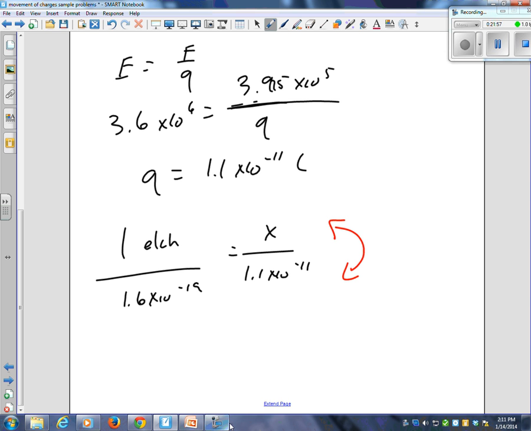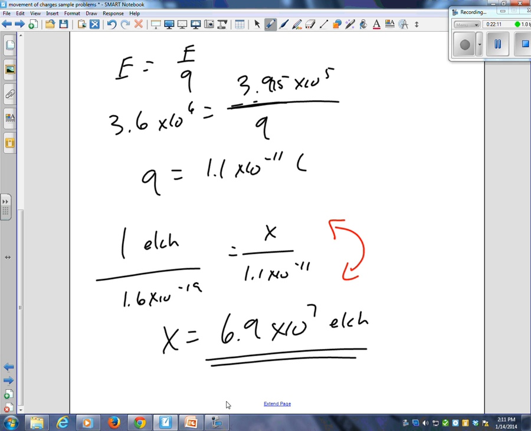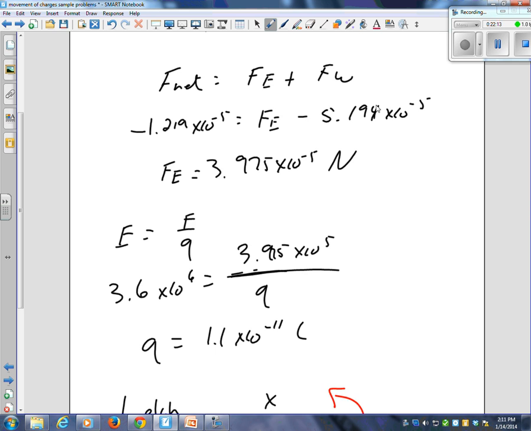Let me finish and then I'll put it up. 1 e always equals 1.6 times 10 to the minus 19, right? Yeah. How do you figure out what X equals? So you always just put your Q under your X. Wait, do we have to look at that 1 e?